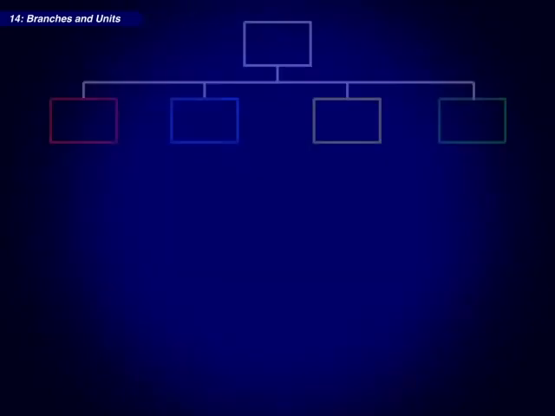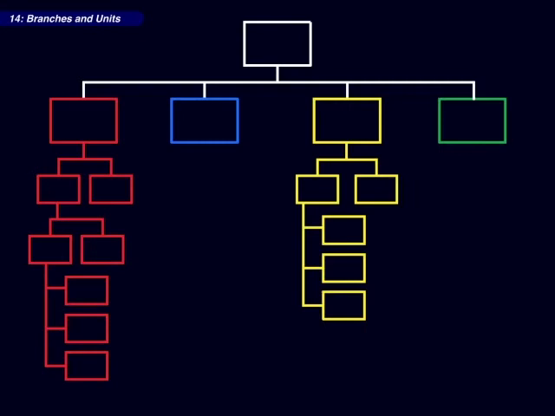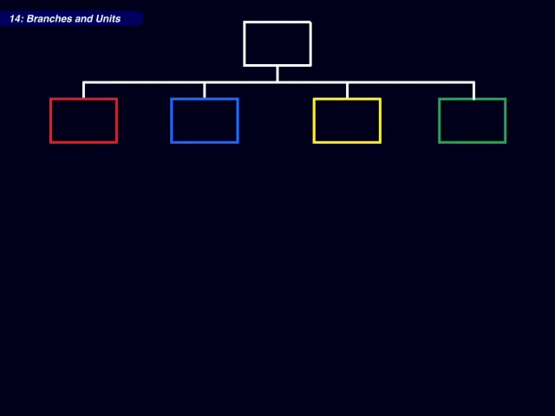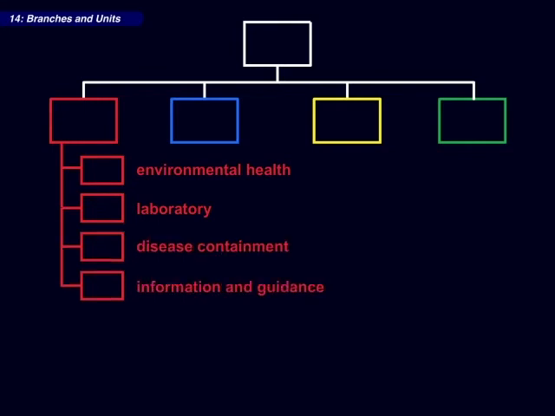Depending on the nature of events, each ICS section may need to divide into one or more subsections. The Operations and Logistics sections subdivide into branches. The Planning and Finance Administration sections subdivide into units. Each subsection serves a specific function. For example, in a widespread E. coli outbreak, the Operations section might have the following 4 branches: environmental health, laboratory, disease containment, and information and guidance.